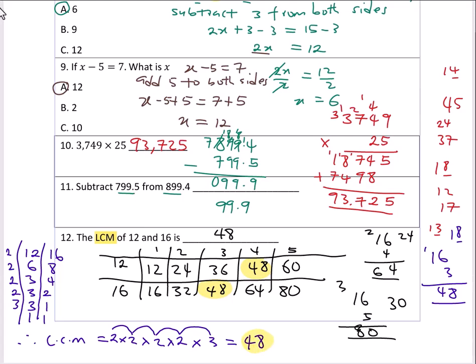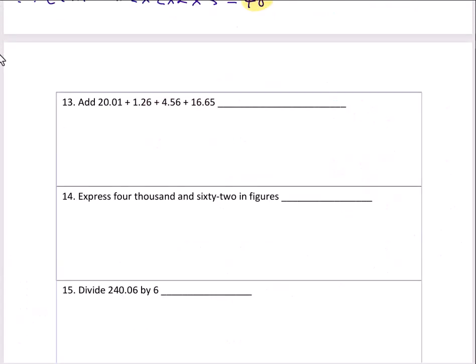Let's go to the next question. For question 13, add 20.01 to 1.26 to 4.56 to 16.65. So let's add. Okay, 1 plus 6 is 7.